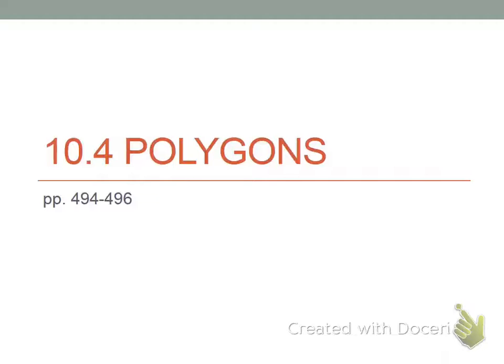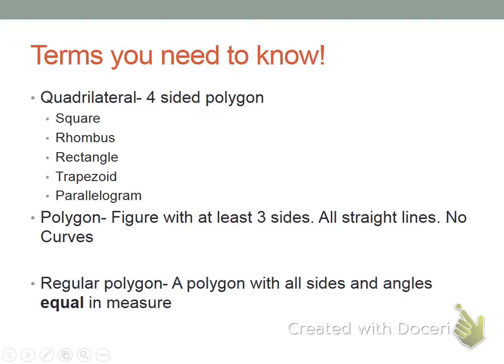Okay, so yesterday we actually learned about the first polygon. What did we learn about yesterday? Triangles. Triangles have how many sides? Three sides. So there's some rules about polygons that you need to know. Go ahead and write down these terms.